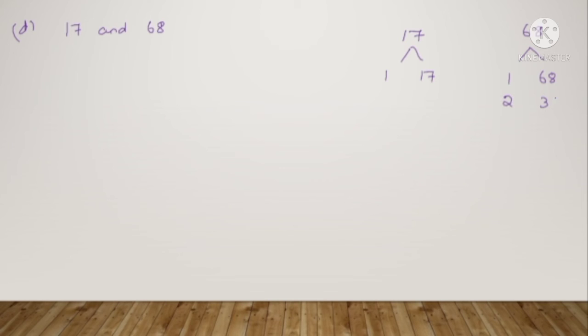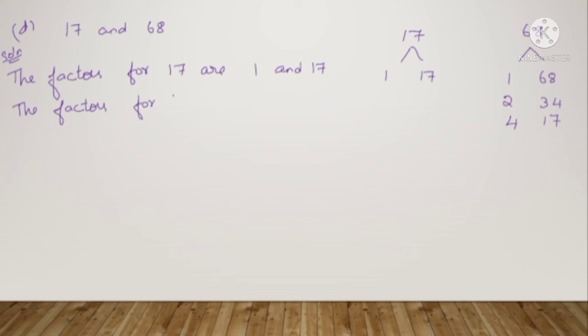The next, 68. So 1 68s are, and then 2 34s are, and then 4 into 17. 4 17s are 68. So let us write down the factors of 68 and 17. So first, the factors of 17 are 1 and 17. Now the factors for 68 are 1, 2, 4, 17, 34, 68.